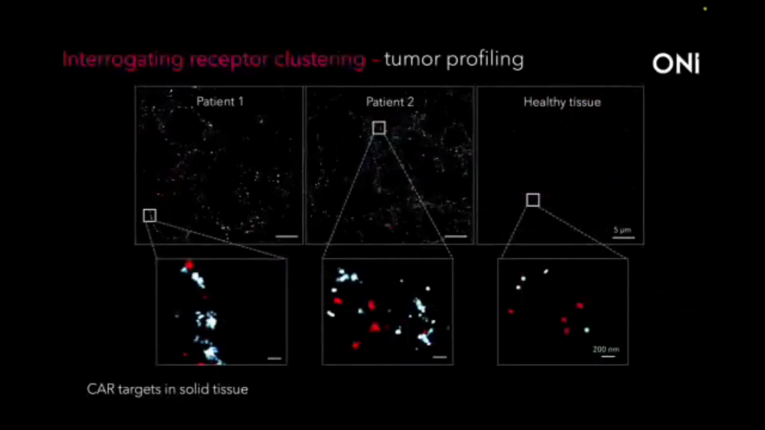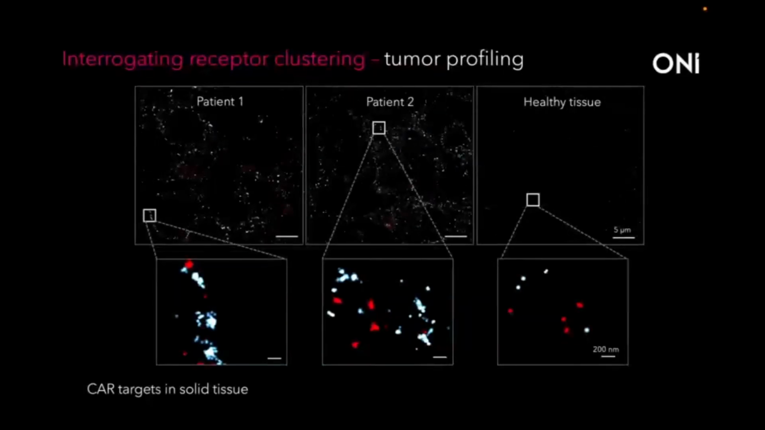You can do this in tissue as well. So here we've got tumor profiling. I can't go into the details of what exactly is being stained here, but these are different targets for chimeric antigen receptors, and these are different patients. One of the clear things here you can see between the two patients versus healthy tissue is that there's a lot more of the CAR target. So that in itself is informative, but arguably is accessible through more conventional IHC methods.